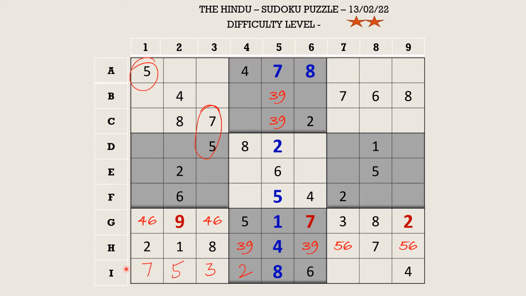Now in I row there are only 2 missing numbers and the numbers are 1 and 9. There is a 1 in column 8 blocking here. So I8 takes 9 and I7 takes 1.